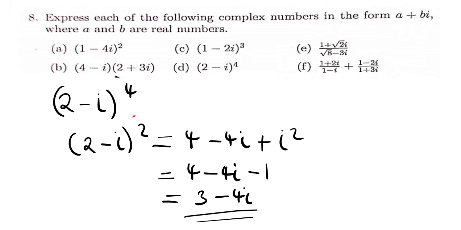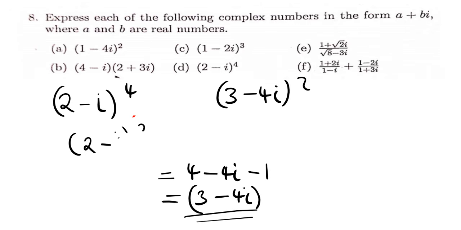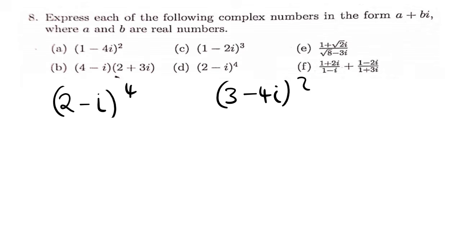So we found it when it's squared. Because it's to the power 4, we're going to now get this one and square it again. So we're going to have 3 minus 4i. Then you square this part. In this case, it's the same thing. When I square 3, I'm going to have 9. Then I'm going to multiply 2 multiplied by 3, that is a 6. Then a 6 multiplied by negative 4i, I'm going to have negative 24i.